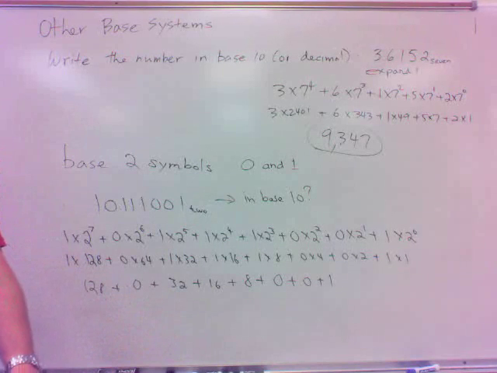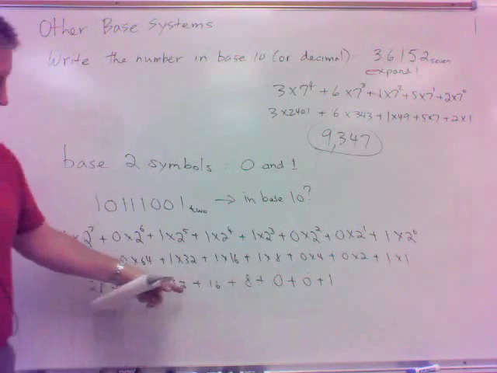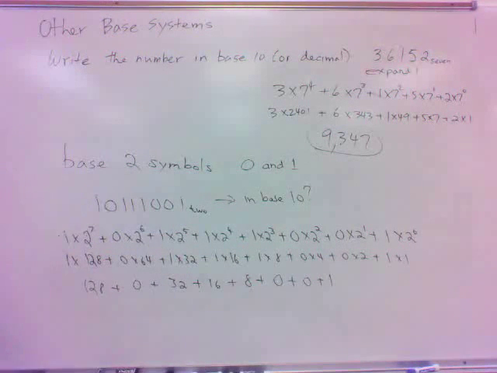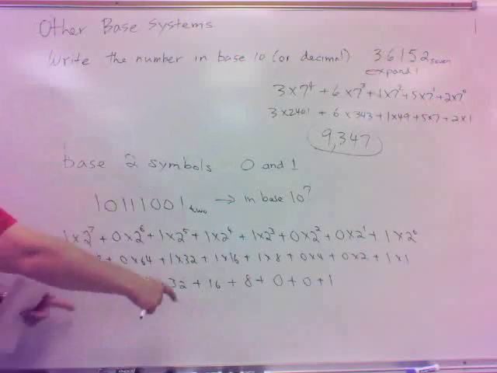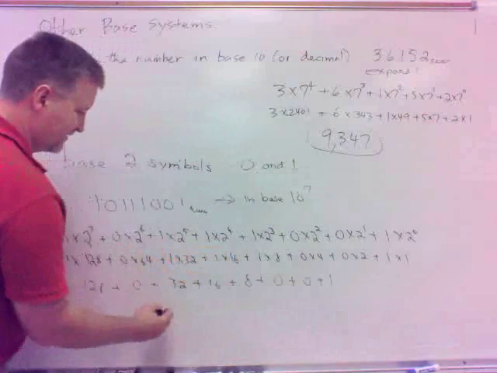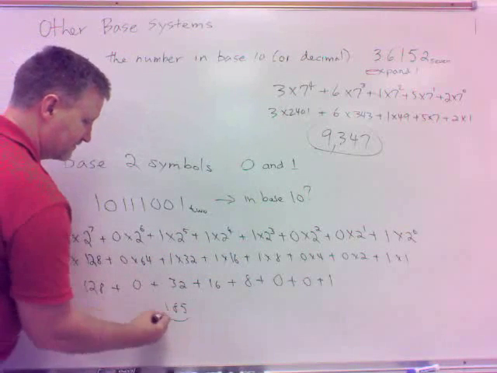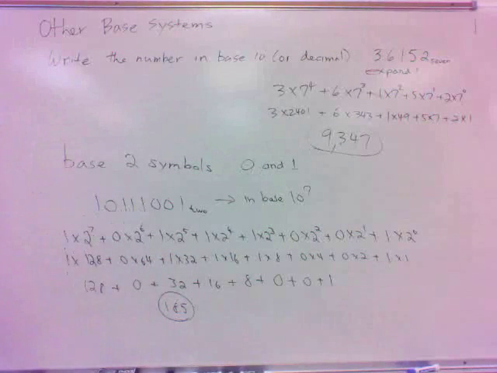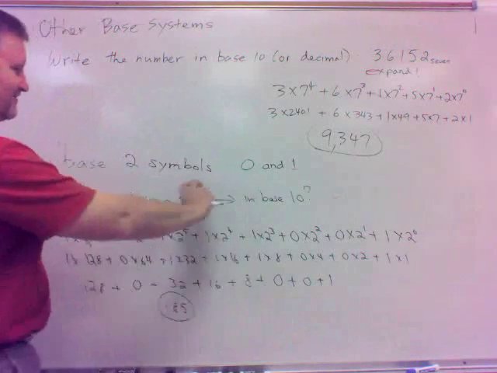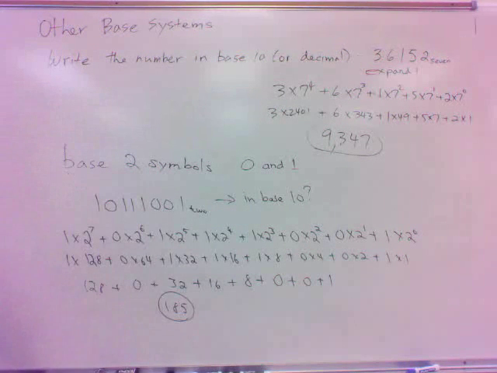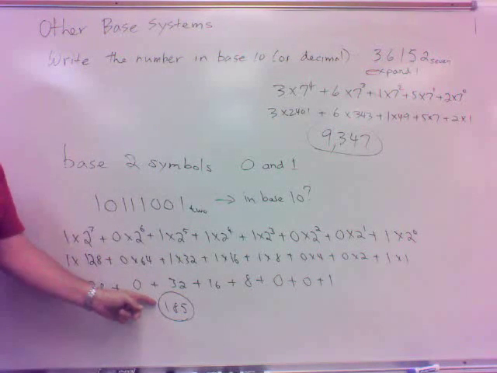Somebody got it? 128, 32, 16, 8, 1. Somebody tell me what they get there. Or you may just do it. That's 160 and that's 25, so I think it's 185. Somebody check me on that. Make sure. Okay. So yeah, this long string of ones and zeros there, if it's base 2, is just 185.